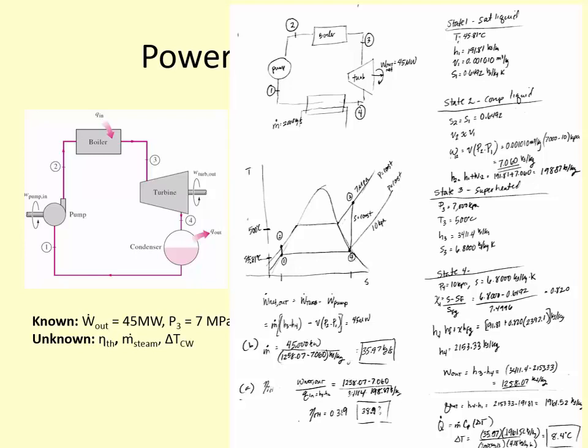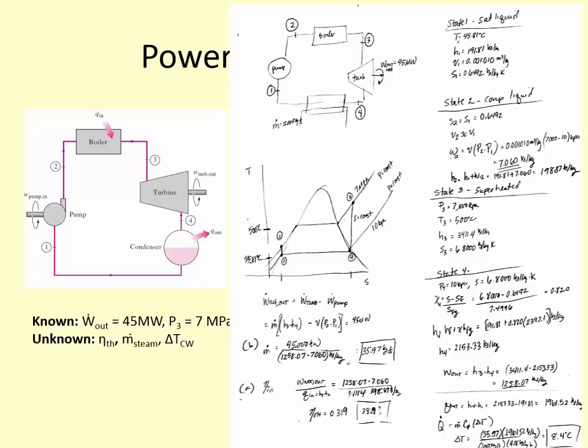Okay, so state 2, we know that S1 is equal to S2. We know our pressure at state 2 is going to be the same pressure as state 3, so P2 is 7,000 kilopascals. How do we find H2? When we find the pump work, we're going to find H2 is equal to H1 plus the work of the pump. We don't know that yet. You had the right equation. We haven't gotten there yet.